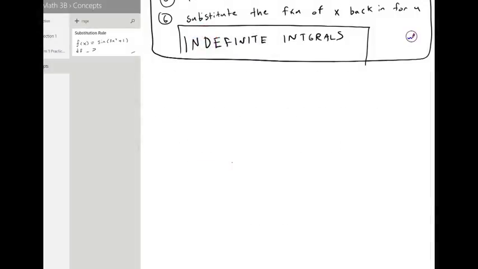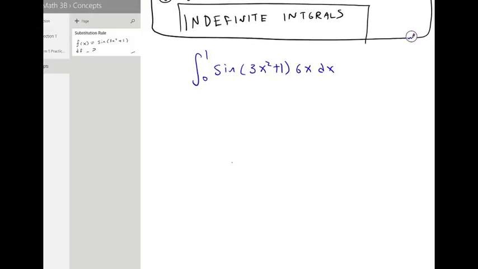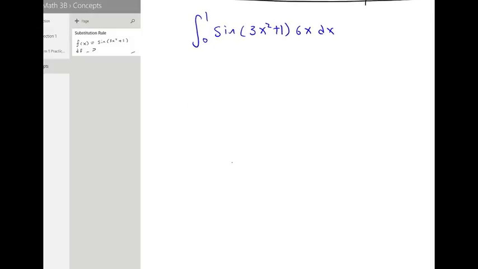So let's say we wanted to find the integral from, let's make this simple, 1 to 0 of the same function we had before, cosine. Actually, we'll use a slightly different function. We'll use sine of 3x squared plus 1 times 6x dx. So here, our first step is to identify.